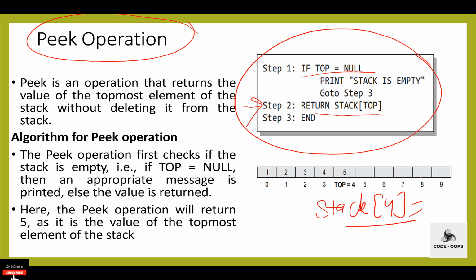4 is the top of the stack. Stack of top is 5. Here peek operation will return 5 as it is the value of the topmost element of the stack. Topmost element is stored at index 4.